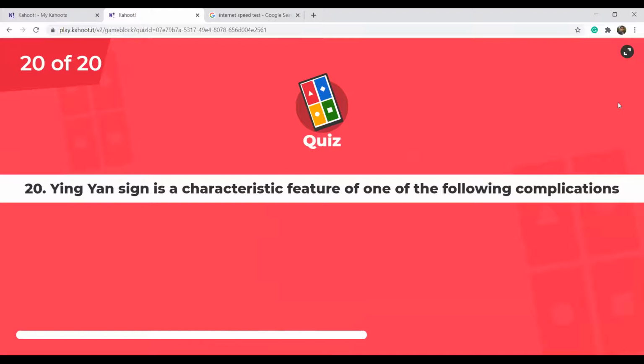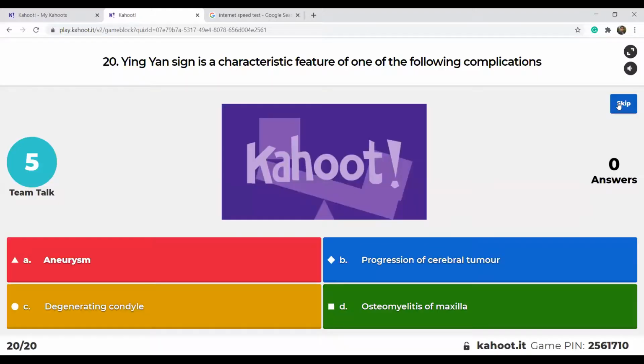Yin-yang sign is a characteristic feature of one of the following complications: aneurysm, progression of cerebral tumor, degenerating condyle, or osteomyelitis of maxilla.